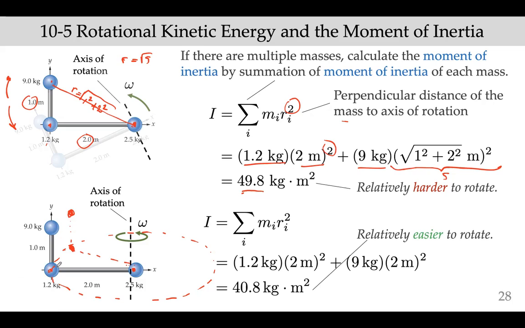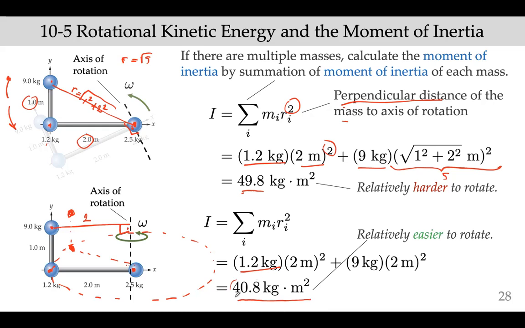Now the distance from the 1.2 mass to, again, the axis of rotation is 2. For this one, again, there's no distance, 0. Now for this 9 kilogram object, you have to take the perpendicular distance, or you can think of it as the shortest distance. The shortest distance is this one. This is the perpendicular distance to the axis of rotation. So this distance is just 2. In this case, I will have 2 squared. And if you calculate it, it's 40.8 kilogram meters squared.